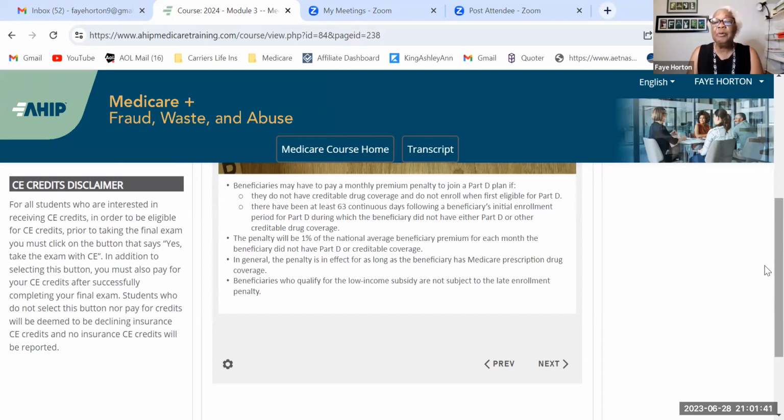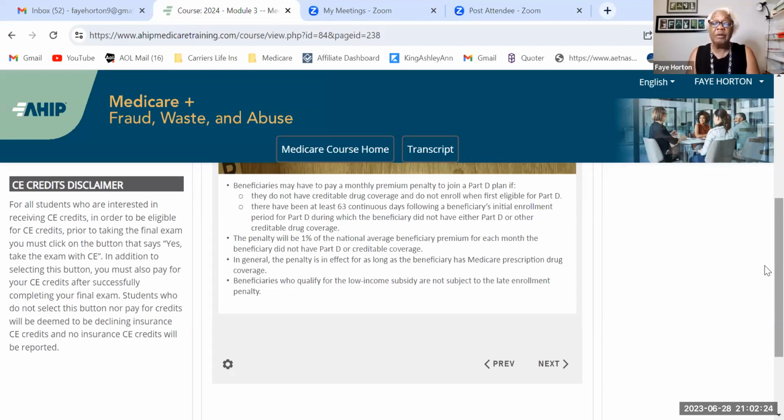Beneficiaries may have to pay a monthly premium penalty to join a Part D plan if they do not have credible drug coverage and do not enroll when first eligible for Part D. This applies if there are at least 63 continuous days following a beneficiary's initial enrollment period for Part D during which the beneficiary did not have either Part D or other credible drug coverage. The penalty will be 1% of the national average beneficiary premium for each month the beneficiary did not have Part D or credible coverage.